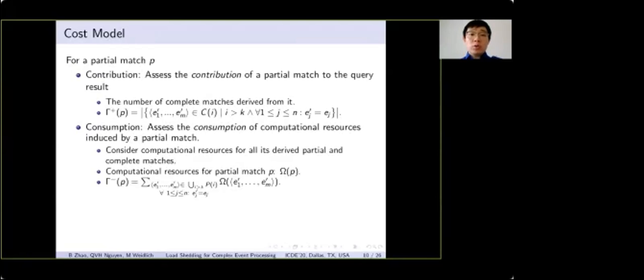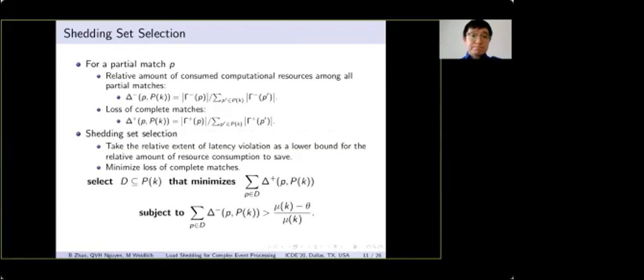We now introduce how to select the shedding set. For a partial match P in all maintained partial matches, we consider its relative consumed computational resources as a ratio of its own consumption to the consumption of all partial matches. We denote it as delta minus. It is linked to latency saving. Similarly, we also consider the loss of complete matches.